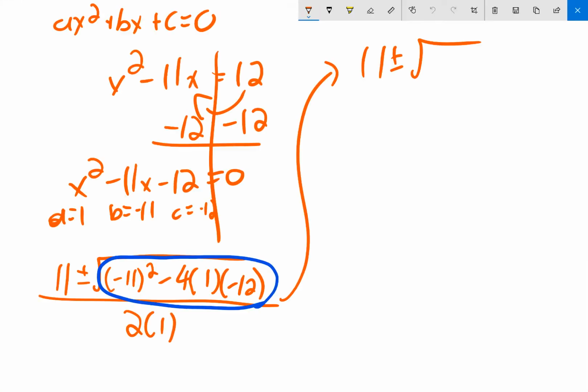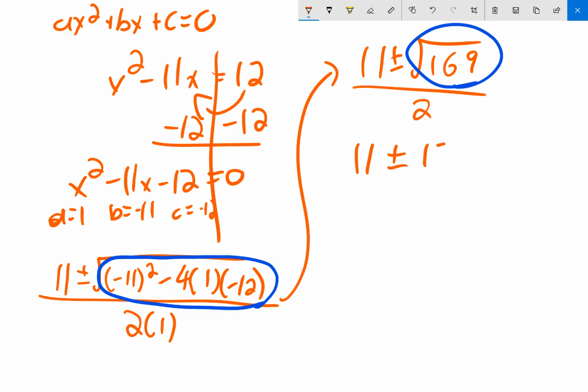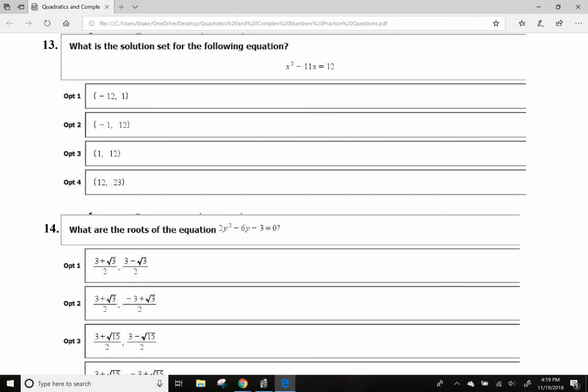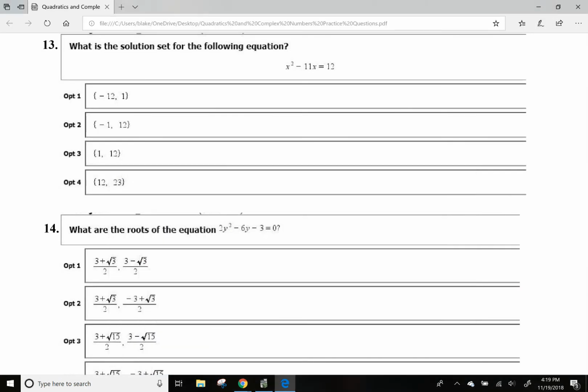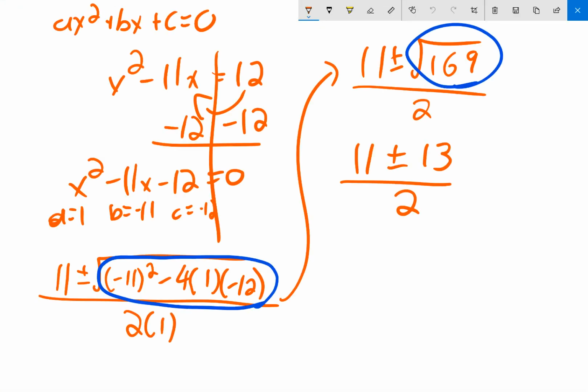So back to my problem. So I have 169 inside the radical sign. On the bottom, 2 times 1 is 2. Now, this simplifies. You can type this in the calculator, but I already know the square root of 169 is 13. So that's going to be 11 plus and minus 13 over 2. Now, again, if you don't believe me, well, type it in for yourself. The square root of 169 equals 13. So that's why I've changed it to 13.